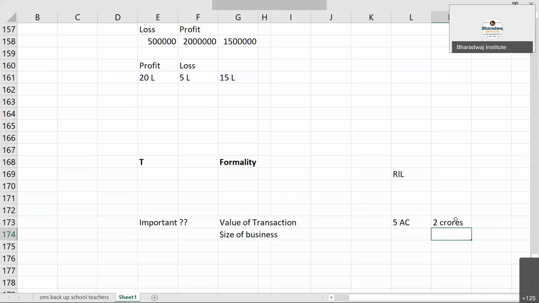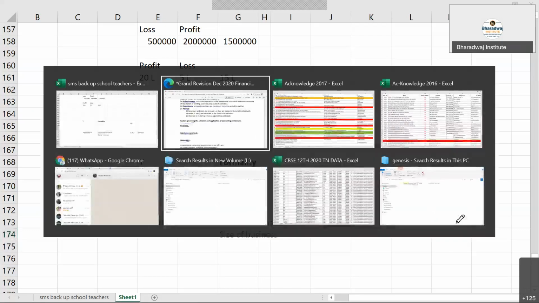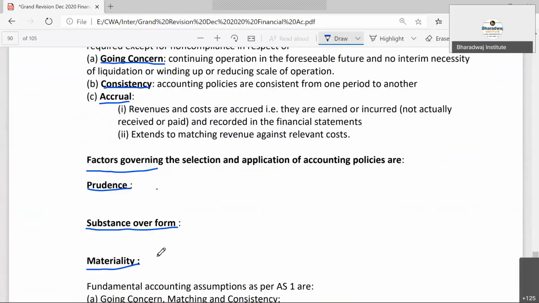You cannot quantify and say this is important, this is not important. It all depends on what business you do, what is the value of the business and the value of the transaction, and how it affects. So all the important items should be disclosed. Materiality means all important items should be disclosed. So provide for all losses. Substance over form: give truthful information. Then all material information should be disclosed.